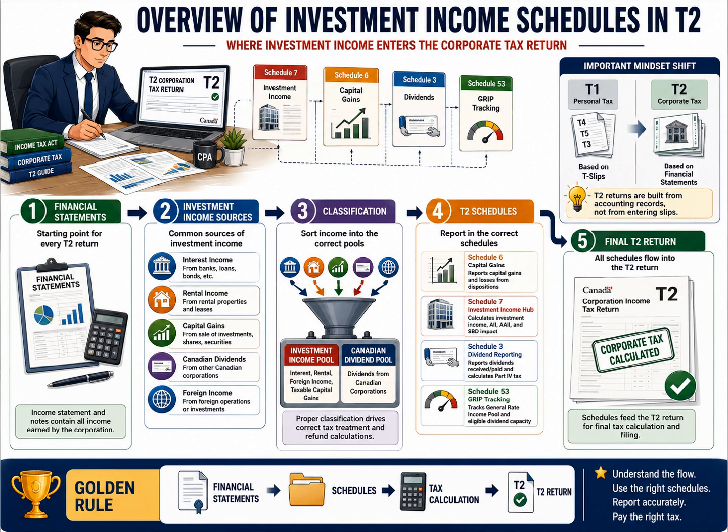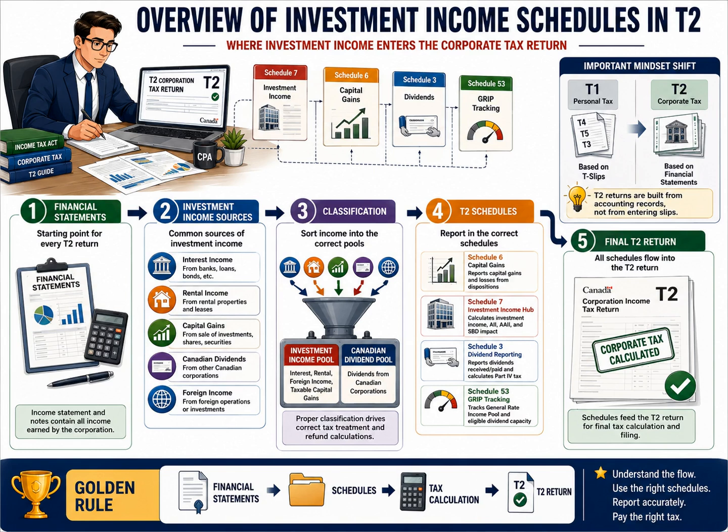After classification, the information moves into the T2 schedules. These schedules are the working papers that perform the detailed tax calculations. Schedule 6 is used to report capital gains and determine the taxable portion of those gains. Schedule 7 acts as the central hub for investment income reporting and calculations. It brings together information from various sources and is responsible for important calculations such as aggregate investment income and adjusted aggregate investment income. Schedule 3 handles dividend reporting and calculates Part 4 tax on Canadian dividends.